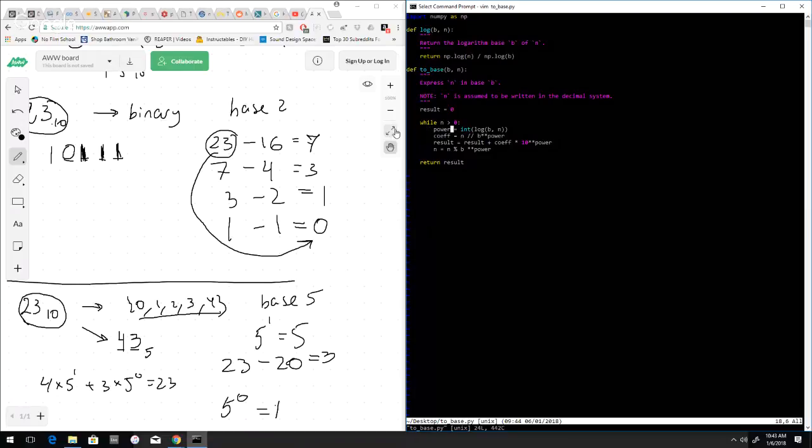I mean smaller but non-negative. So eventually it will become 0, and when it does, the process ends. We return the result. Now, what is that result?